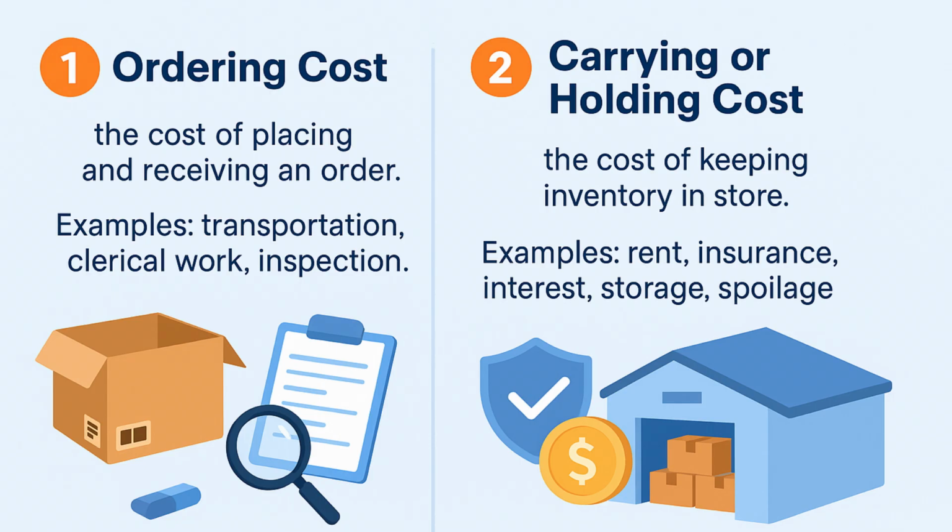There are two main costs that EOQ tries to balance. 1. Ordering cost, the cost of placing and receiving an order. Examples: transportation, clerical work, and inspection. 2. Carrying or holding cost, the cost of keeping inventory in store. Examples: rent, insurance, interest, storage, and spoilage.